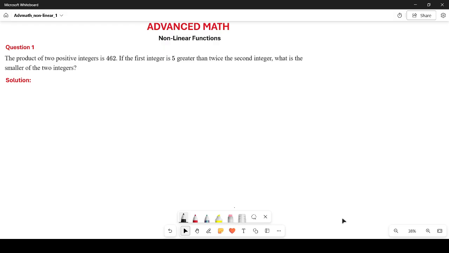Okay, so let's see the first question. The product of two positive integers is 462. If the first integer is 5 greater than twice the second integer, what is the smallest of the two integers?